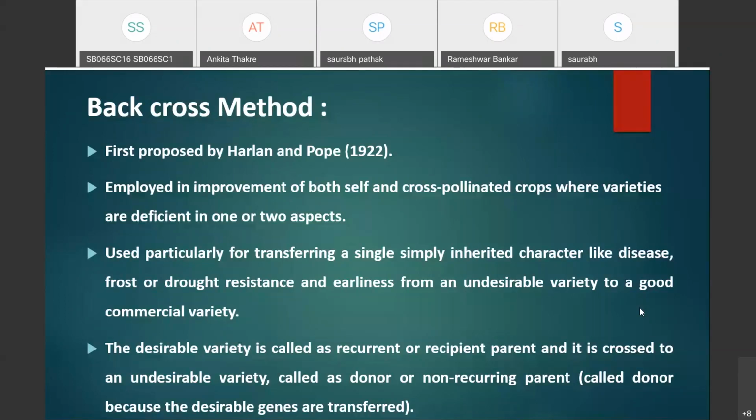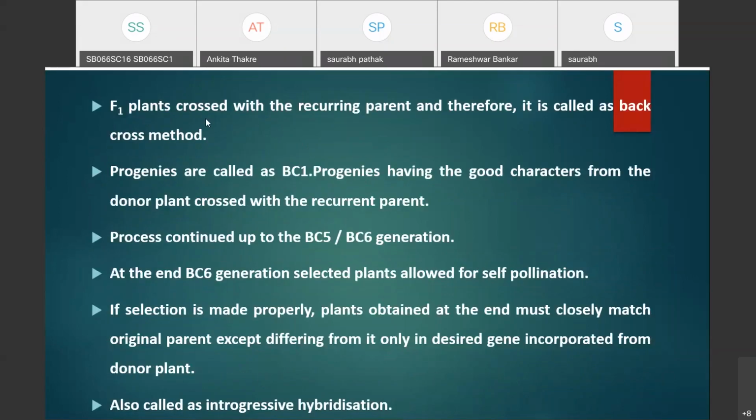Therefore the wild variety is said to be the undesirable variety, and as it is transferring the disease resistance into the commercial variety, this wild variety is called the donor variety or the non-recurrent parent. Next, here you can see the F1 plants or the F1 progenies.